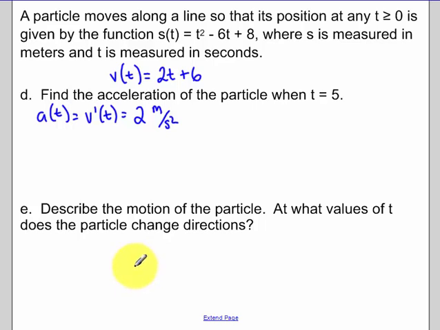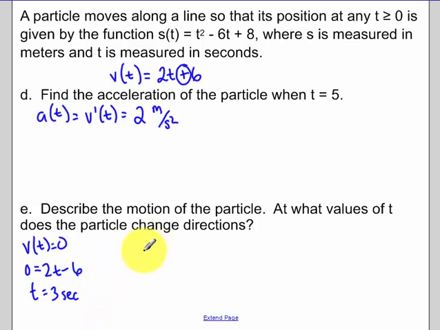Describe the motion of the particle. At what times does the particle change directions? Okay, so the particle changes directions when your velocity equals 0. So my velocity equaling 0, I did that wrong. It's minus 6. This should be a minus up there too. I did that when I was working through the solutions. So at t equals 3 seconds.